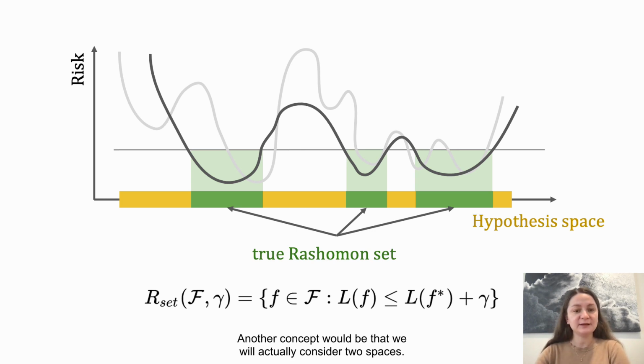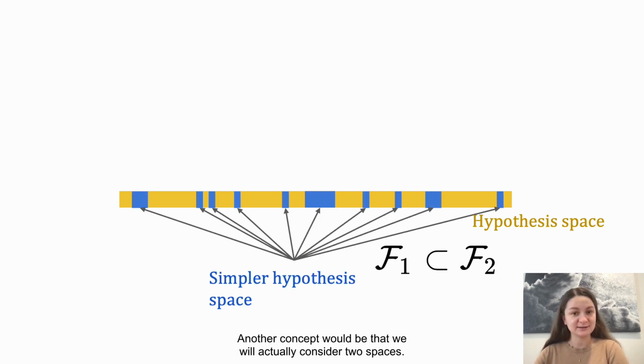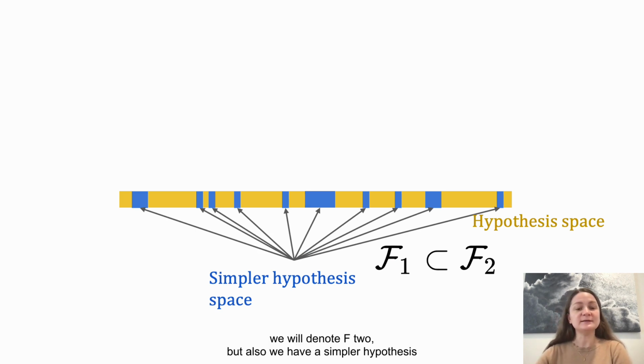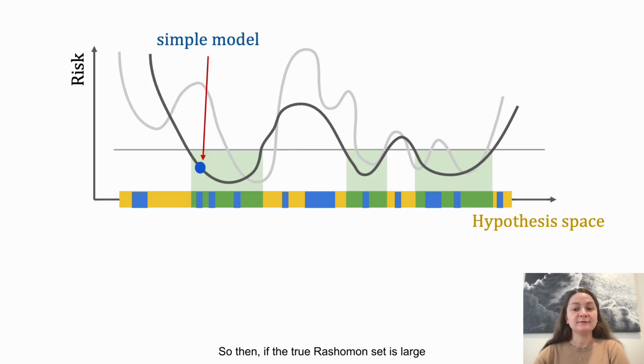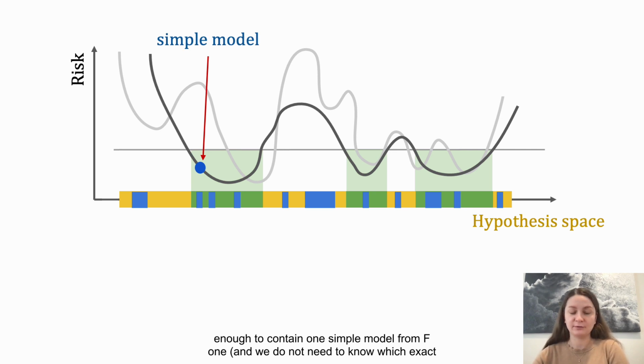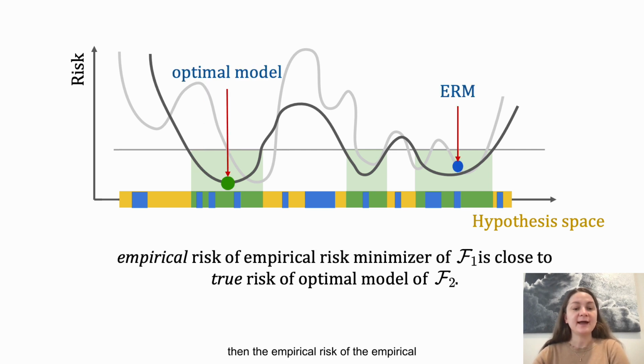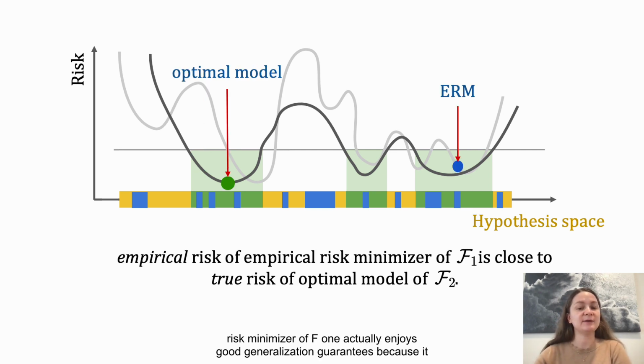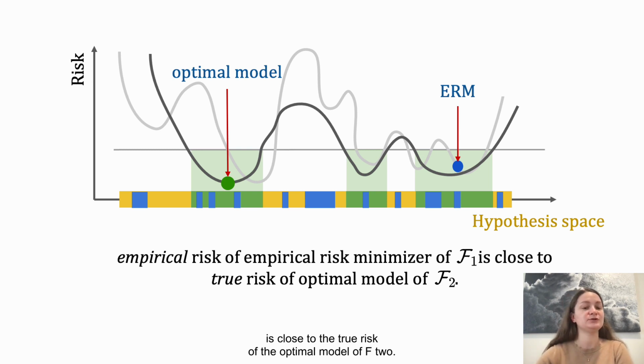Another concept is that we will actually consider two spaces. We have a hypothesis space that we will denote F2, but we also have a simpler hypothesis space that lies within F2, and we will denote it F1. Then, if the true Rashomon set is large enough to contain one simple model from F1, and we do not need to know which model that is, we just need to know that it contains it, then the empirical risk of the empirical risk minimizer of F1 actually enjoys good generalization guarantees, because it is close to the true risk of the optimal model of F2.